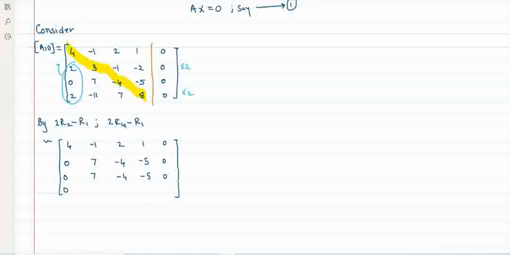0. 11 times 2 is 22, and minus minus becomes plus, so it's 21. Verify. Yes, sir. Okay. 7 times 2 is 14 minus 2. 8 times 2 is 16 minus 1. And this is a 0.